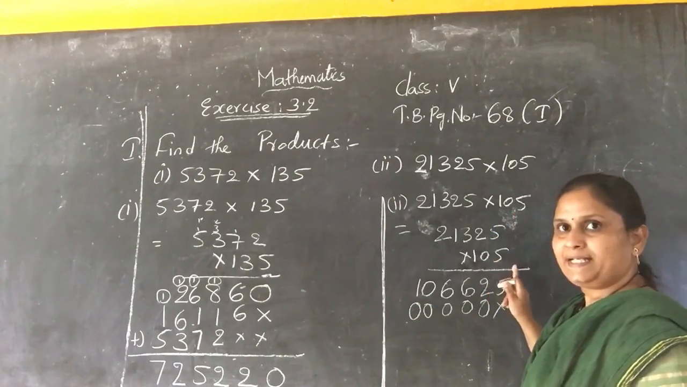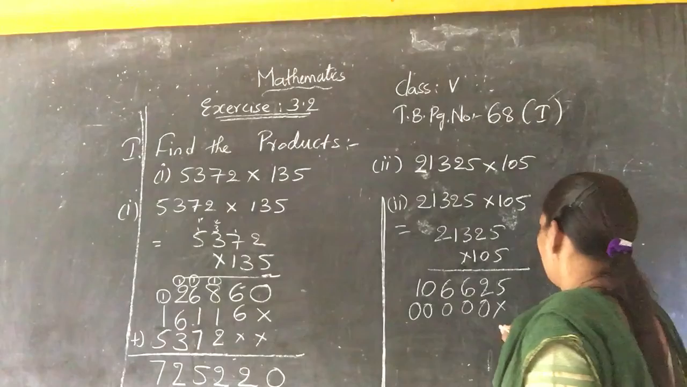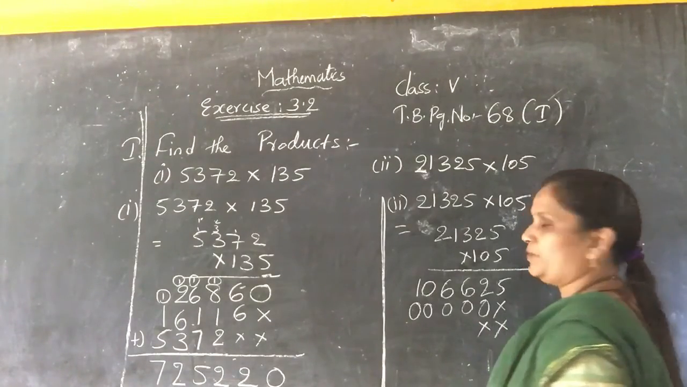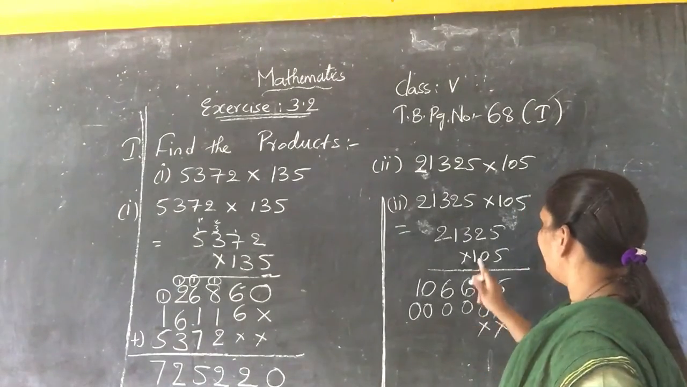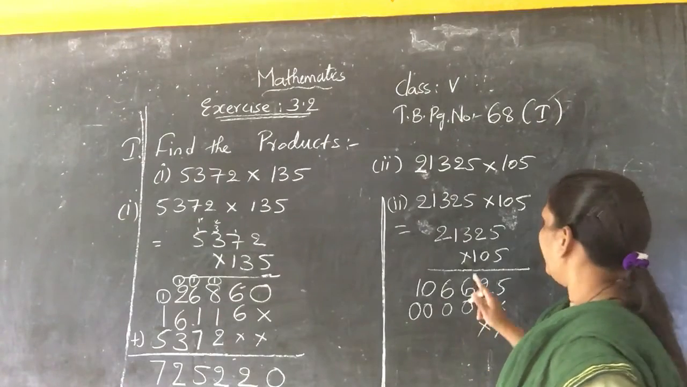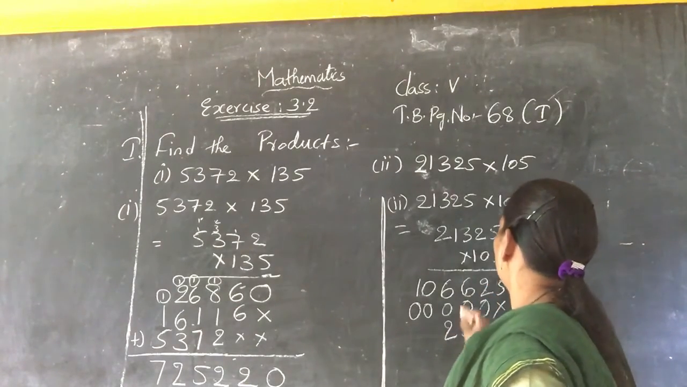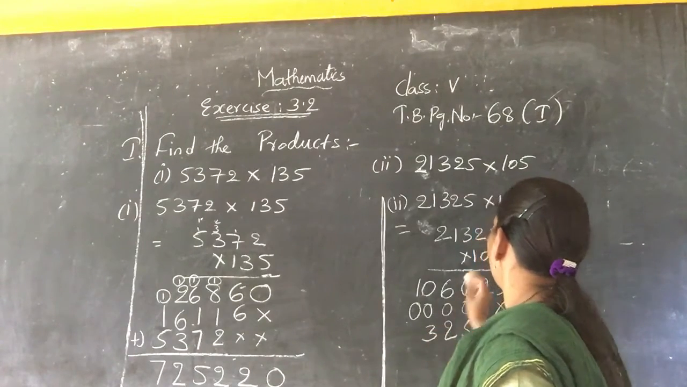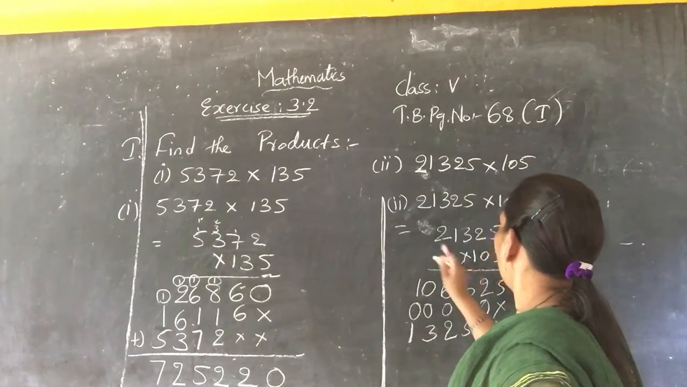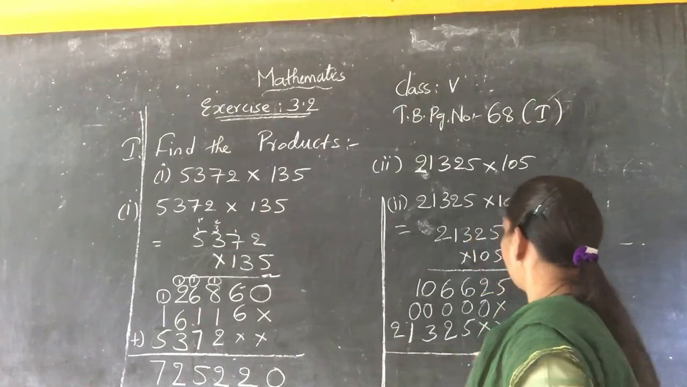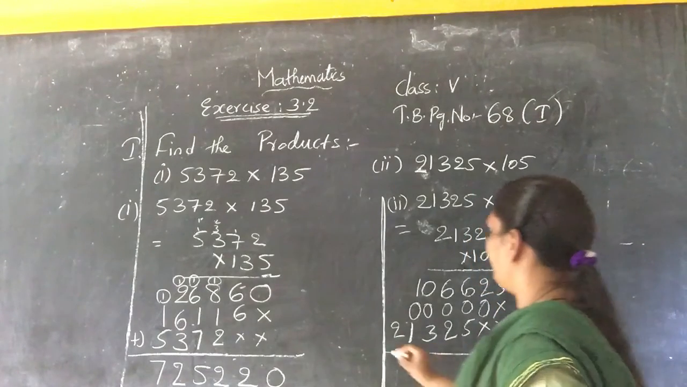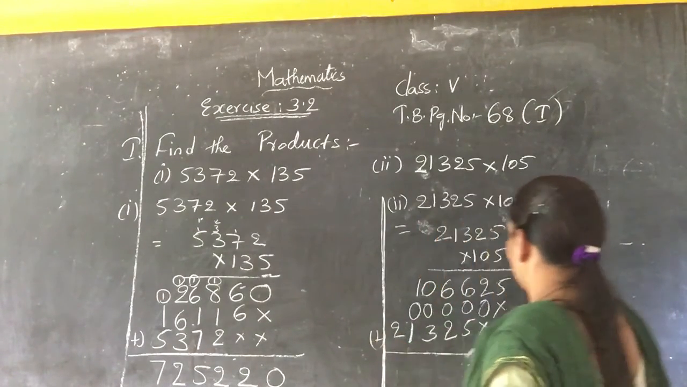Now ones place and tens place both we have completed. So in ones place and tens place put a cross mark. Now start writing from the hundreds place. 1 5s are 5, 1 2s are 2, 1 3s are 3, again 1 1s are 1, 1 2s are 2. Add the numbers, put the addition symbol and do the addition.